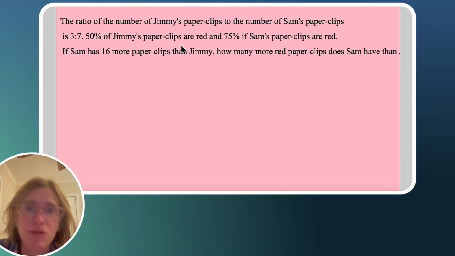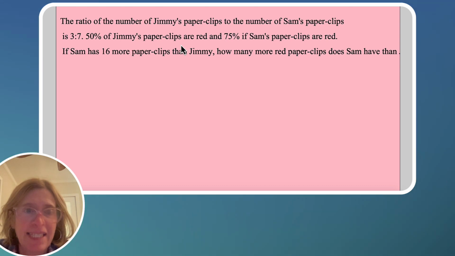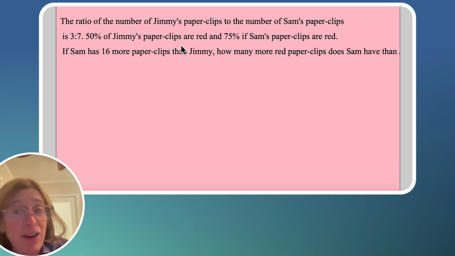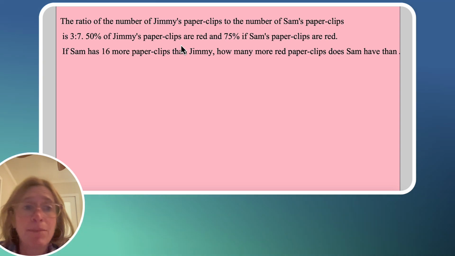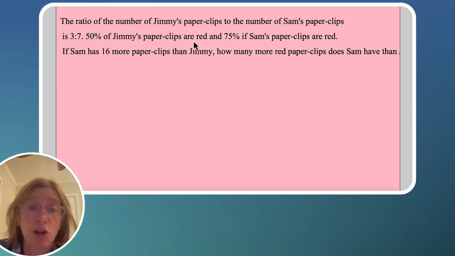It's a question that involves word problems, but also ratios and proportions, or ratios in this case. I find these to be very tricky, so I'm going to use some language that I use to help me. It says the ratio of the number of Jimmy's paper clips to the number of Sam's paper clips is 3:7. So I want to start there.